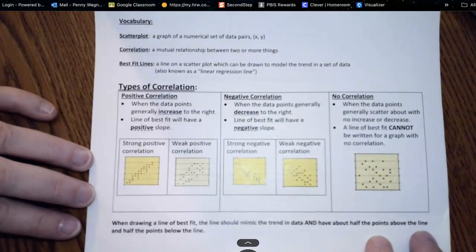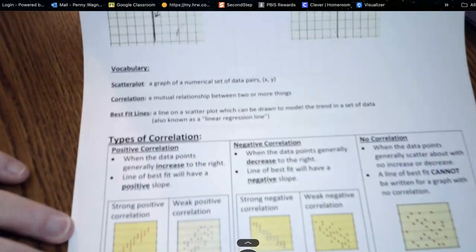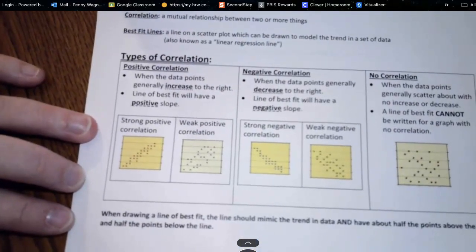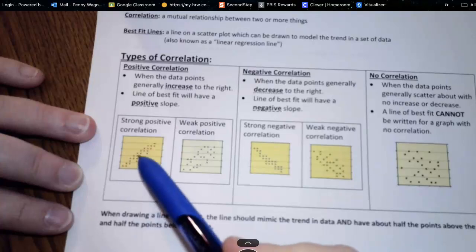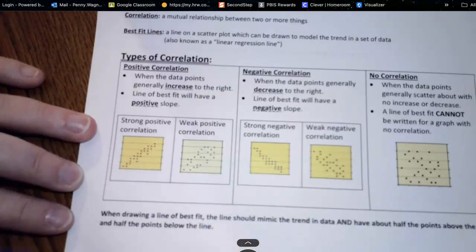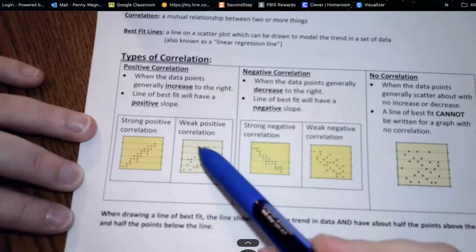So we have here positive correlation. When the data points generally increase to the right, the line of best fit will have a positive slope. So if I were to draw a line through this, it would have a positive slope. A weak positive is when they're spread out a little more.